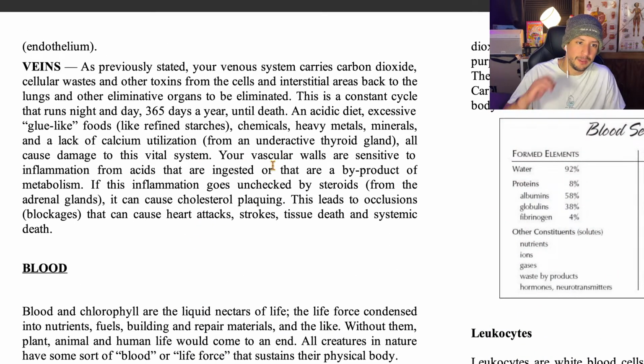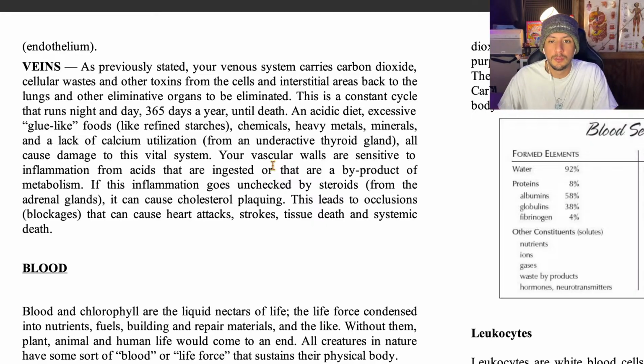All right, and veins. So, as previously stated, your venous system carries carbon dioxide, cellular waste, and other toxins from the cells and the interstitial areas back to the lungs and other eliminative organs to be eliminated. This is a constant cycle that runs night and day, 365 days a year until death.